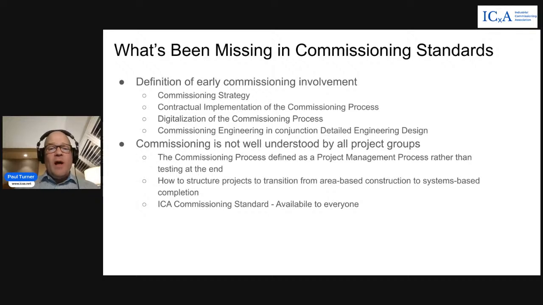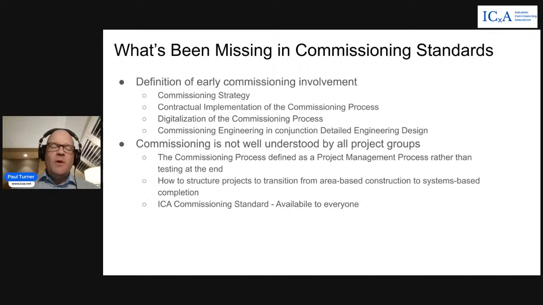And I think that's why there's a bit of a bad reputation or bad understanding of commissioning on projects, is because everybody sees these standards and it only talks about testing at the end. But the ICA Global Commissioning Standard is the first standard that's available to everybody that actually defines what takes place during early commissioning involvement. So what that is, is your commissioning strategy.